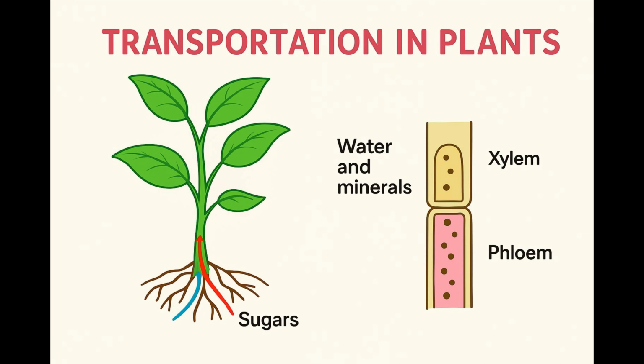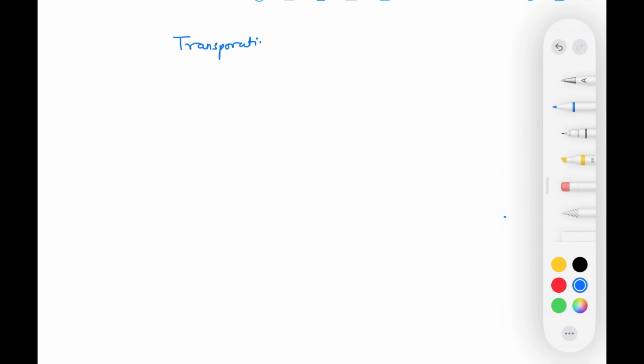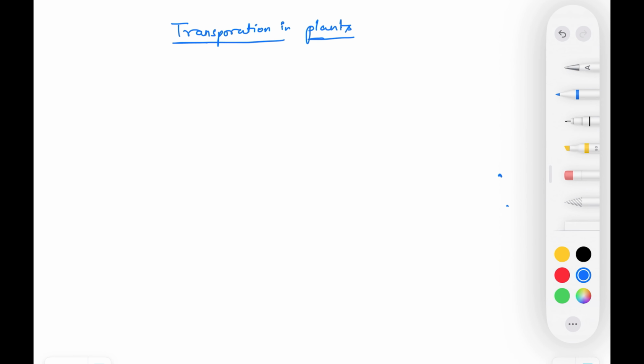Today we are going to discuss transportation in plants. Let us first understand the meaning of transportation in plants. Transportation in plants refers to the movement of water, minerals and food from one part of the plant to another.